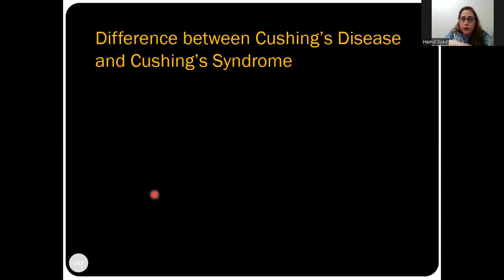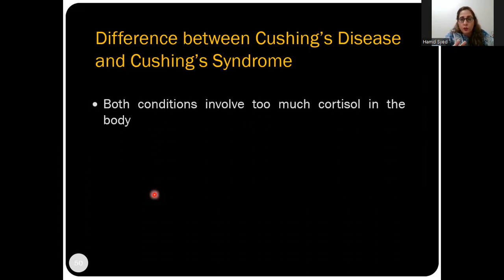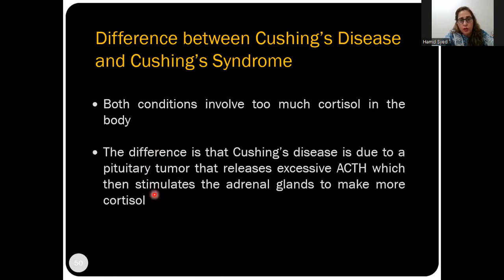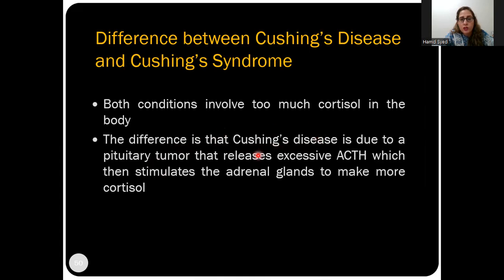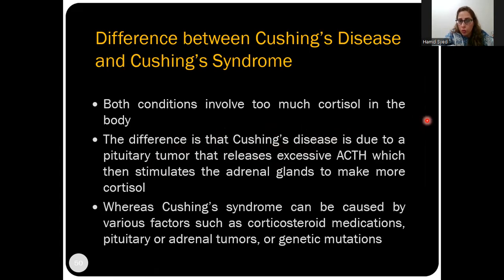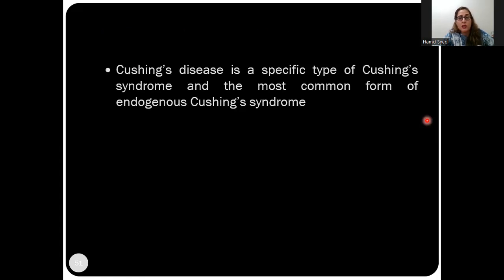I would like you to know and understand the difference between these two terms, Cushing's disease and Cushing's syndrome. Both conditions involve too much cortisol in the body. But what is the difference? The difference is that Cushing's disease is specifically due to a pituitary tumor, which then releases excessive adrenocorticotropic hormone, and that in turn stimulates the adrenal glands to make more cortisol. But when we say Cushing's syndrome, remember that can be caused by various factors, such as medications, pituitary or adrenal tumors, or genetic mutations. So Cushing's disease, you could say, is a specific type of Cushing syndrome, and also it is the most common form of the endogenous Cushing syndrome.